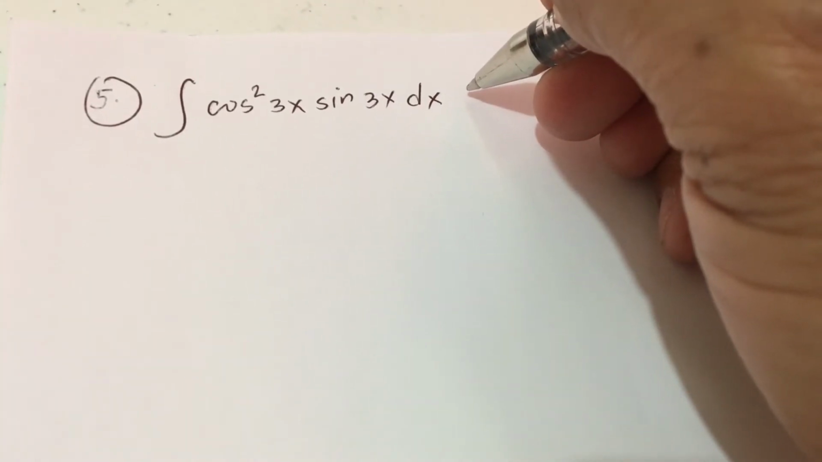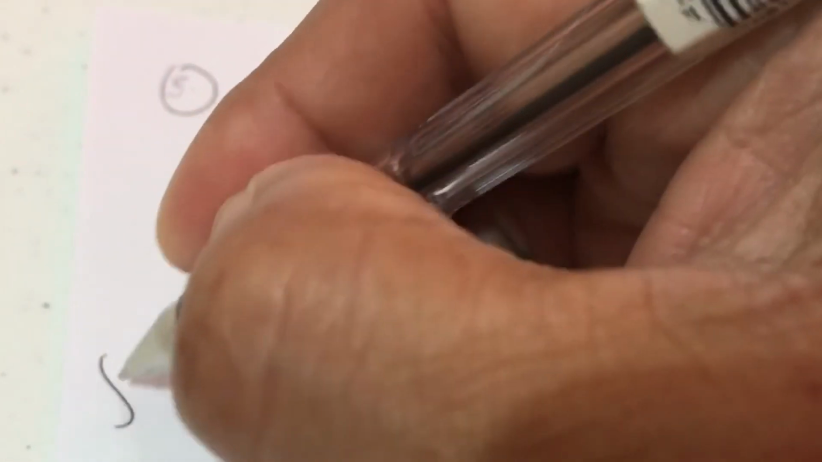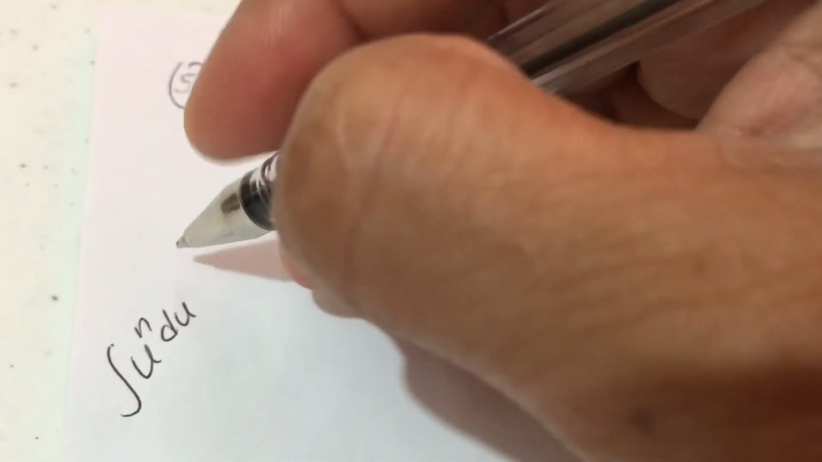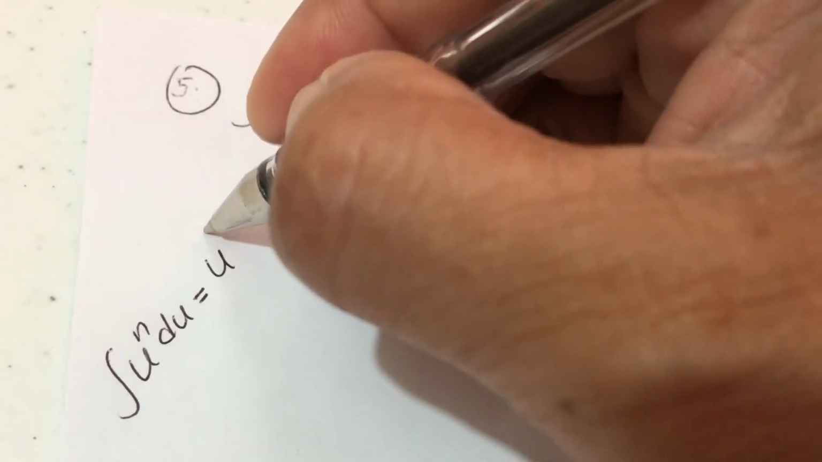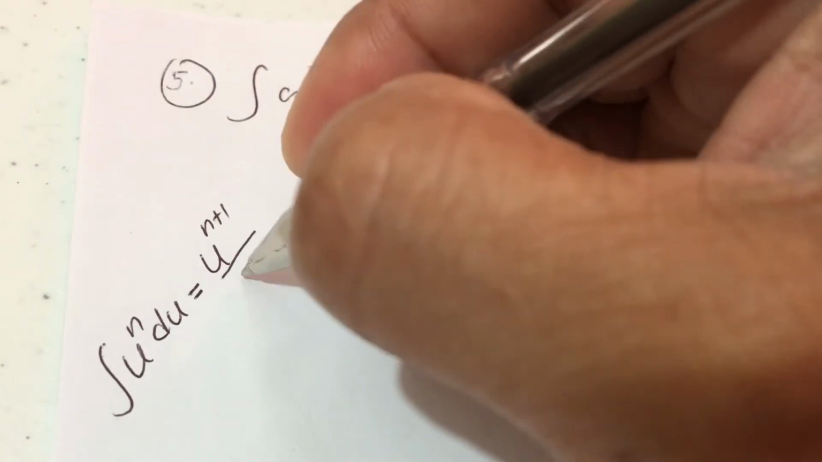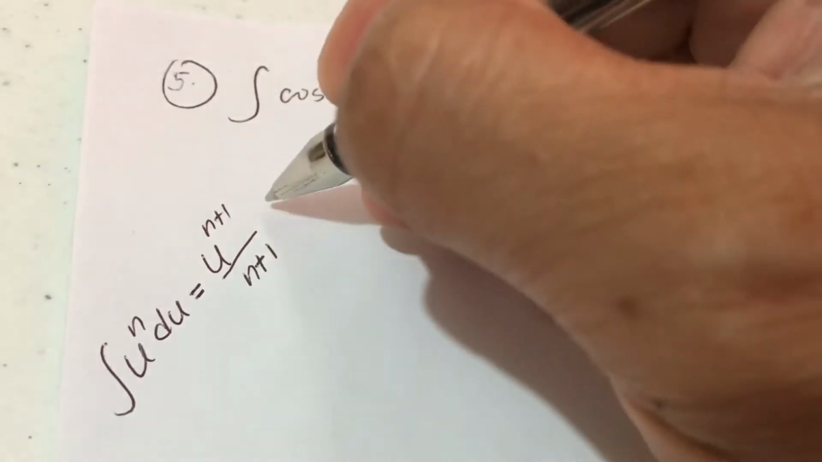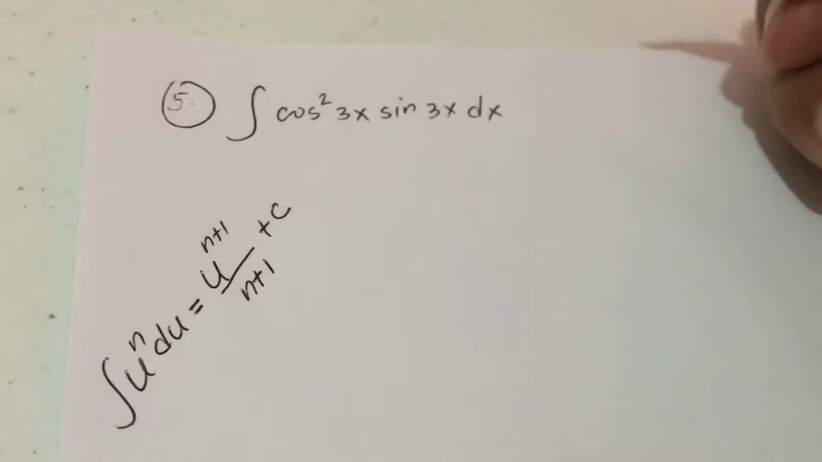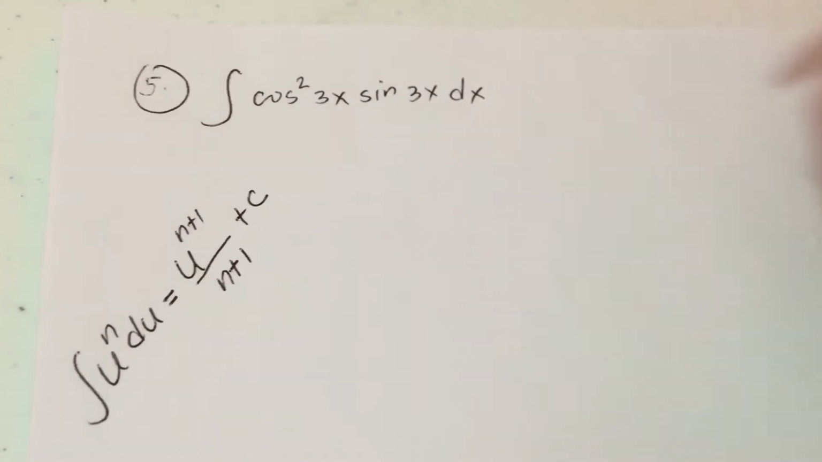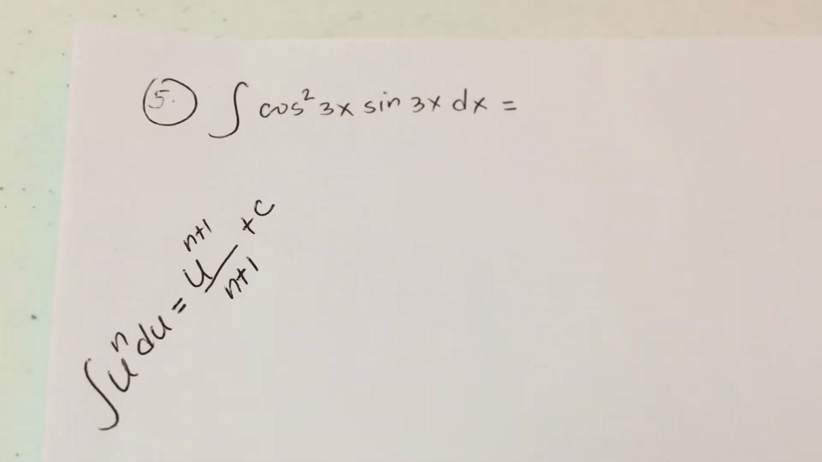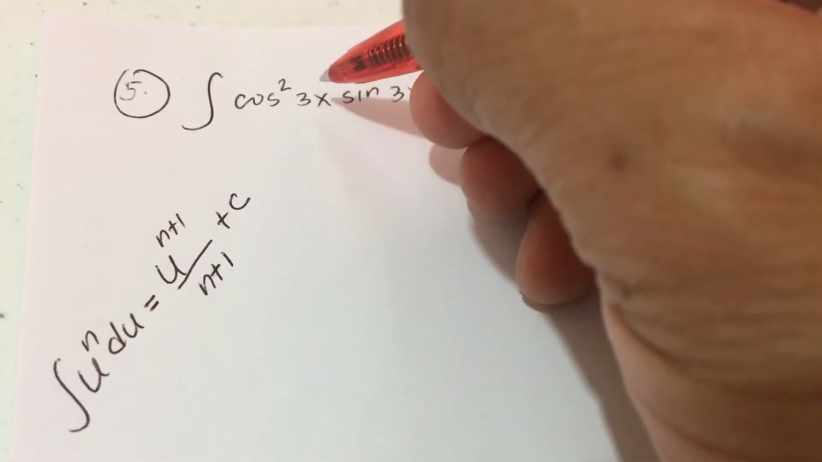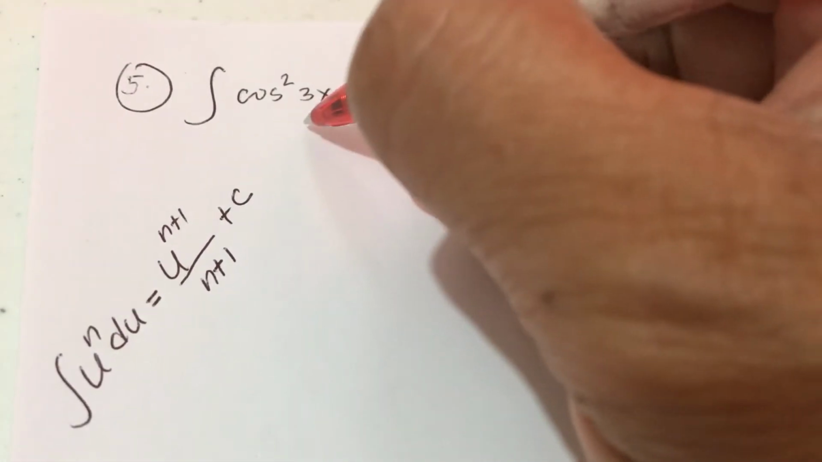So we will check if we can use the formula integral of u to the n du equal to u to the n plus 1 divided by n plus 1 plus c. So let us find out from this given what is u.